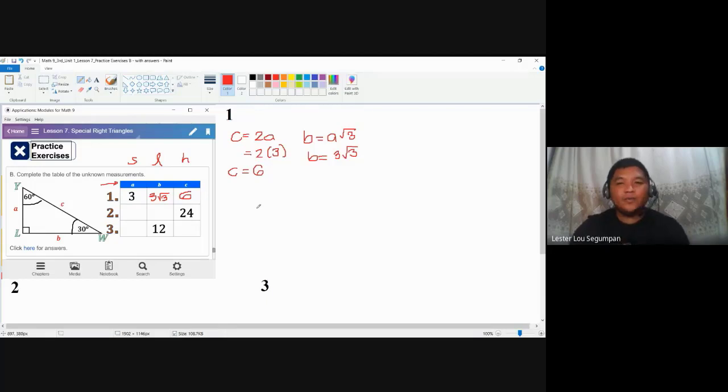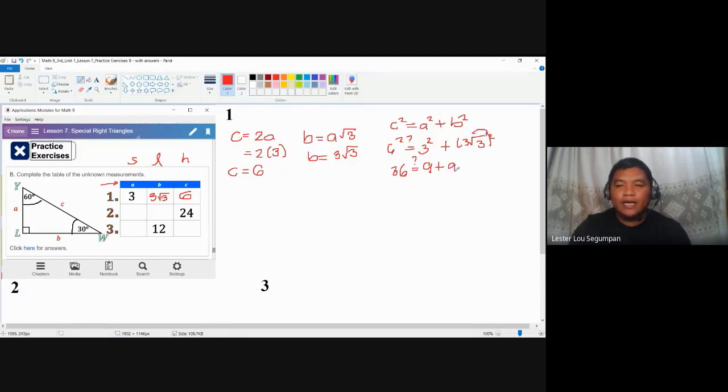If you're not convinced with this, even with the proof found in our module, let's try to check it using the Pythagorean theorem. We all know that c squared is equal to a squared plus b squared. Substitute the values for a, b, and c. C is 6 squared. A is 3 squared, plus B, which is 3 square root of 3 squared. 6 squared is 36. The other side will have 9 plus, distribute that.